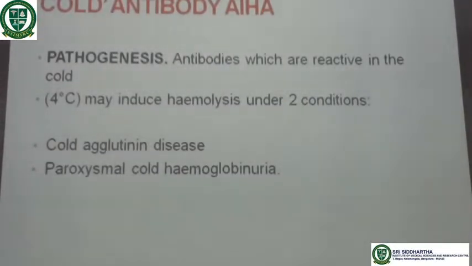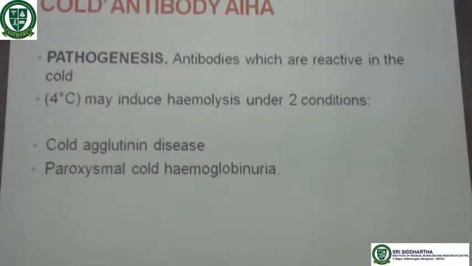After warm antibody immunohemolytic anemia, we will come to the next, which is cold antibody immunohemolytic anemia. See the first word, it's cold. Here antibodies are reactive in the body at the lowest temperature, at 4 degrees Celsius. At 4 degrees Celsius, it causes hemolysis. And in this we see further two conditions, that is cold agglutinin disease and paroxysmal cold hemoglobinuria.